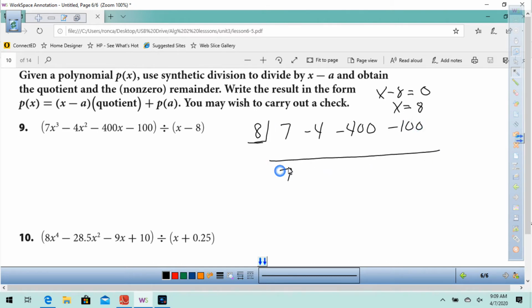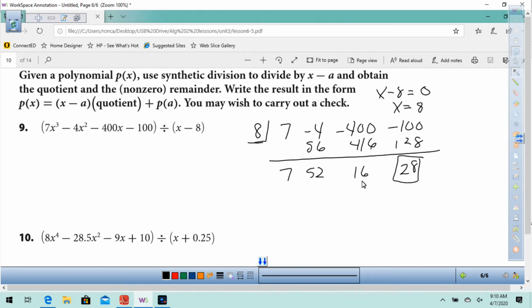We bring the 7 down. 8 times 7 is 56. -4 plus 56 is 52. 8 times 52, that's 416. -400 plus 416, that's going to give you 16. 8 times 16 is 128, and that leaves you with 28 in the box.